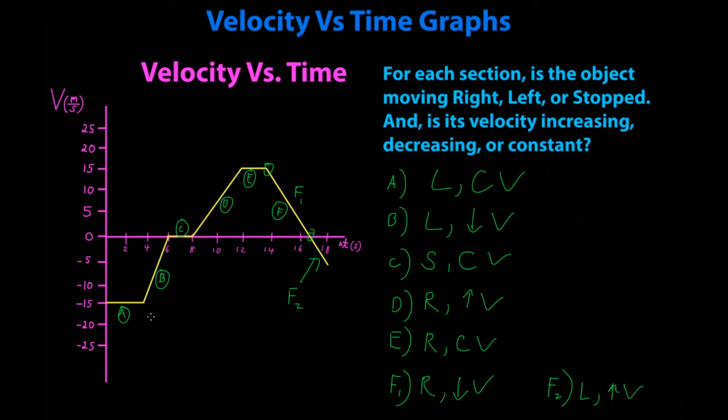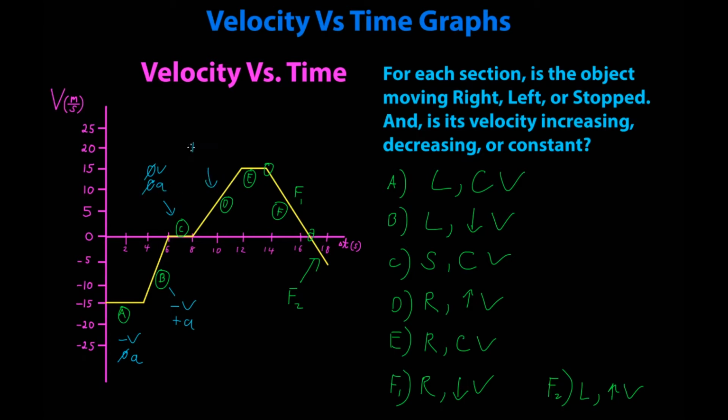Now, while we're here, there's something I want you to look at that has a very close relationship to what we just did. At point A, I have a negative velocity and 0 acceleration, so the velocity is not changing. For B, I have a negative velocity and I have a positive acceleration, which means the object's slowing down. For C, I have a 0 velocity and 0 acceleration.